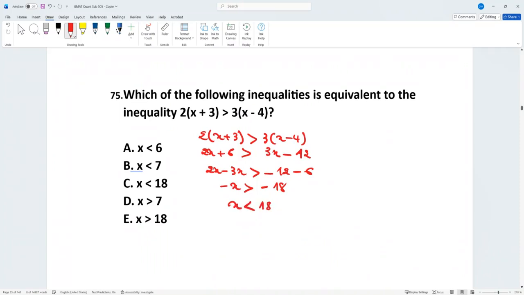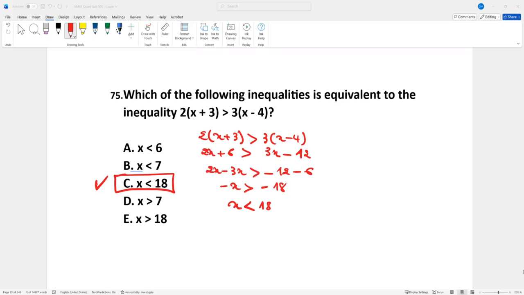So now when we're looking at the answer choices, which one corresponds? It's answer C. So answer C is the correct answer. So that's a pretty easy question. You can find the answer directly.